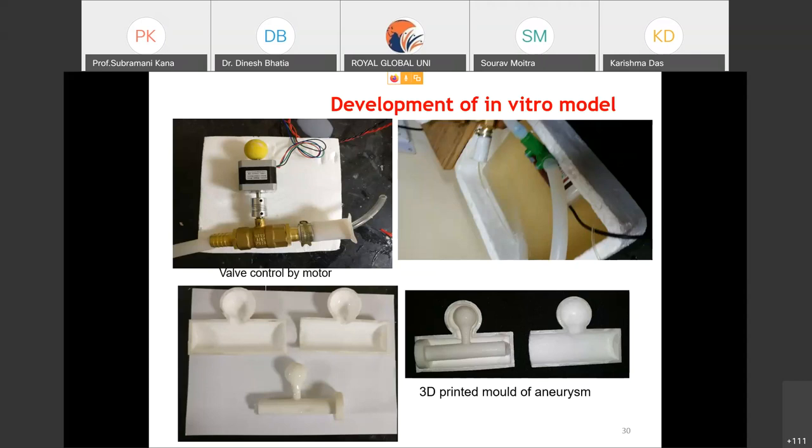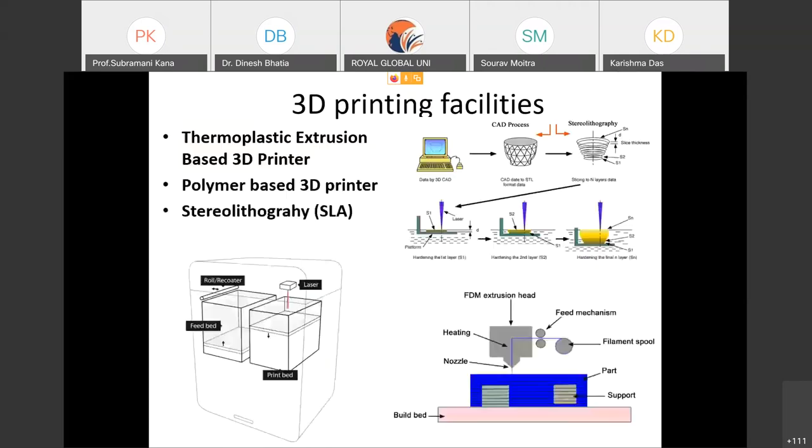Okay, and as he has given 5 minutes, I will give just a few overview of what we have been doing. This is our 3D printing facility, which has been ordered. Maybe within a month we'll have it in our Northeastern Center for Biological Science and Healthcare Engineering Center at IIT Guwahati. We have FDM and SLA for polymer based 3D printing, and the selective laser sintering process also.